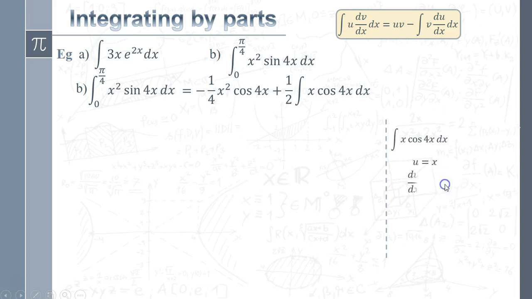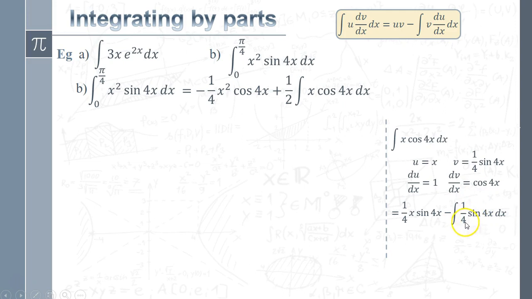Let u equal x, du/dx equals 1, dv/dx is going to be the cos 4x. Integrate cos 4x, I'm going to get a quarter sine 4x. Put it all together, so we've got u times v, so we've got 1/4 sine 4x times by x, that's that bit there, minus v du/dx, and then I've got the integrating here to do, which is now doable.